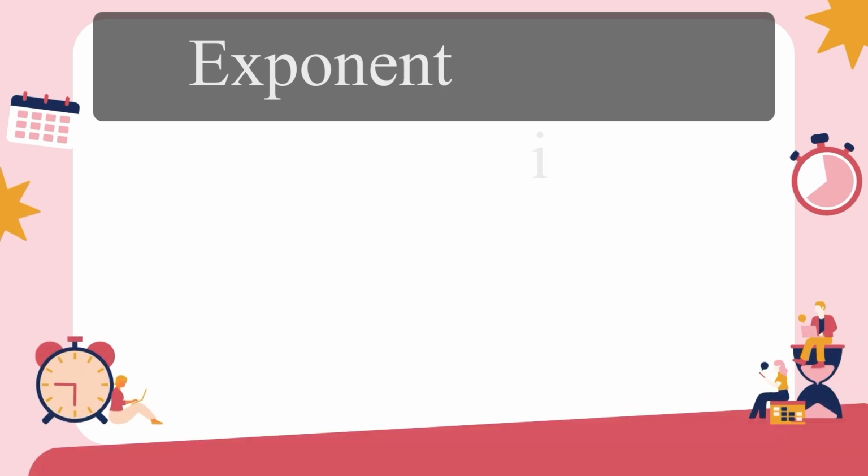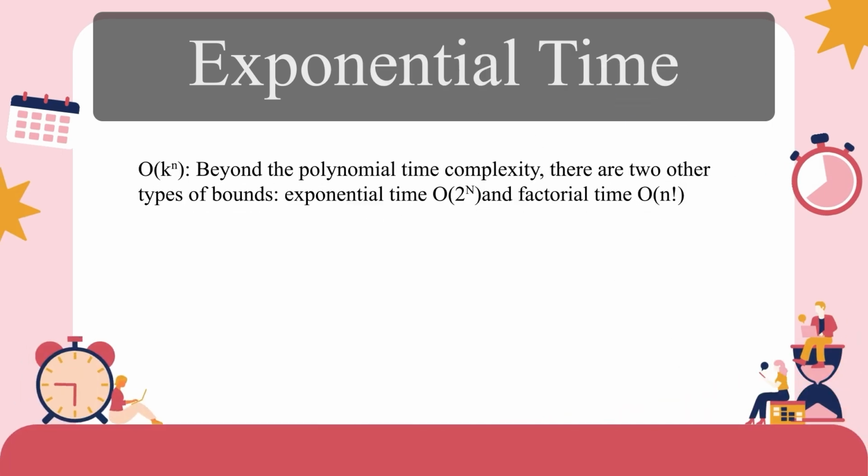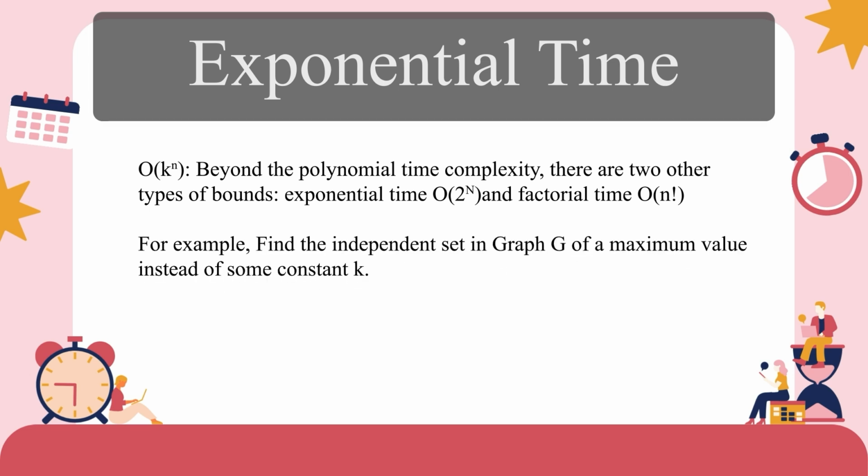Next is the exponential time. Now, exponential time is basically a situation in which it is actually beyond the polynomial time complexity, and there are two types of these bounds normally. One is called exponential time, which is order 2 to the power n, and another is called factorial time, which is order n factorial. Example for this is to find the independent set of graph G of a maximum value instead of some constant k.